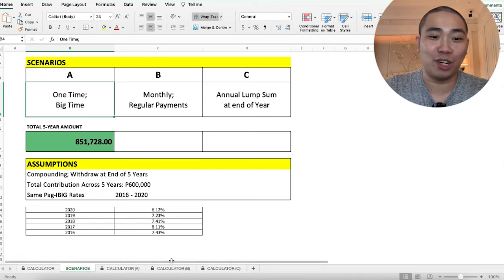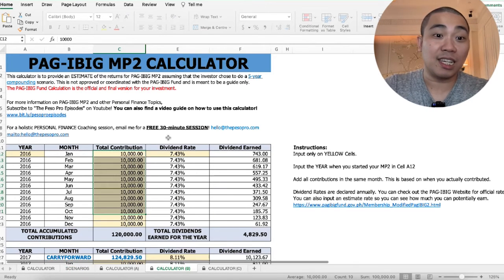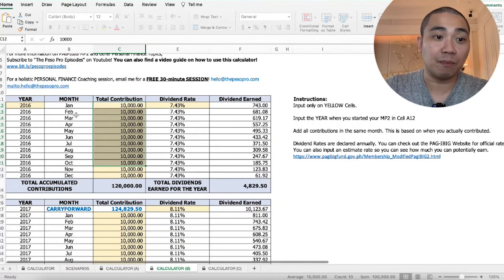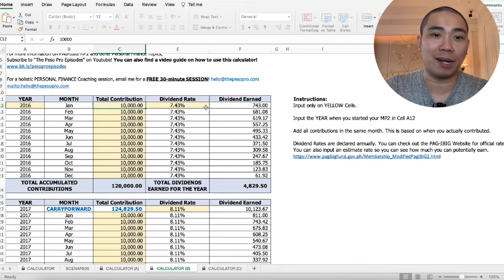So, i-run through ko lang na mas mabilis. In Calculator B, ang sabi natin, 2016 pa rin siya nag-start para pareho yung dividend rates. Pero yung ginawa niya nung nag-open siya, wala akong 600 at the start eh. So, gusto ko lang mag-regular payments.